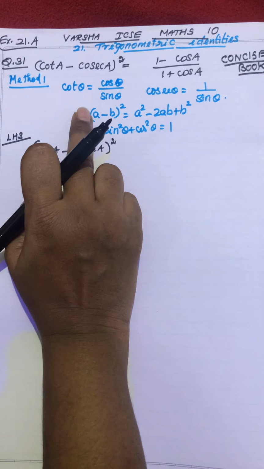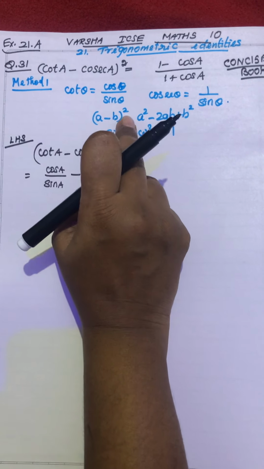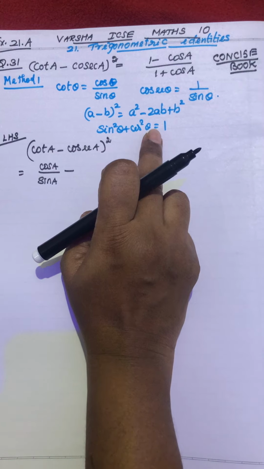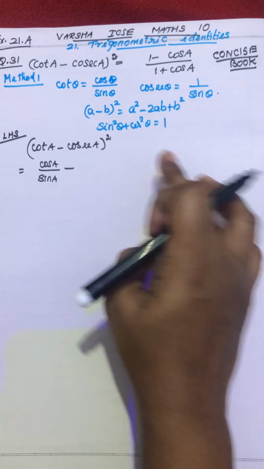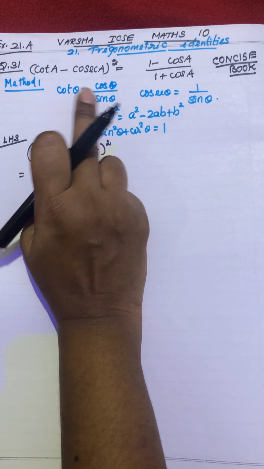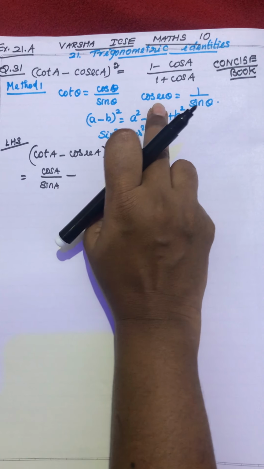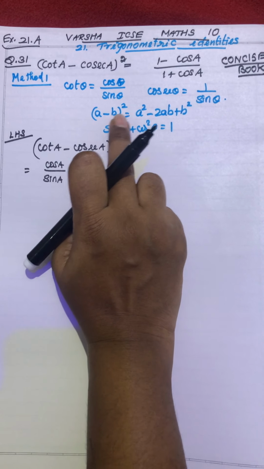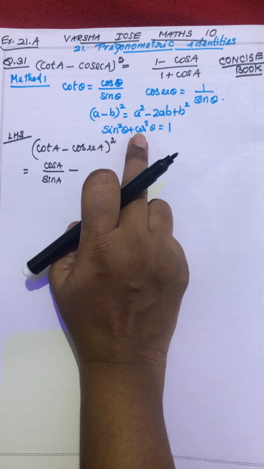Before that, you have to write down the reciprocals and trigonometric identities we are going to use in this sum. Cot A can be written as cos by sin, tan is equal to sin by cos, cosec is the reciprocal of sin so you can write 1 by sin, and the identity sin square plus cos square is equal to 1.